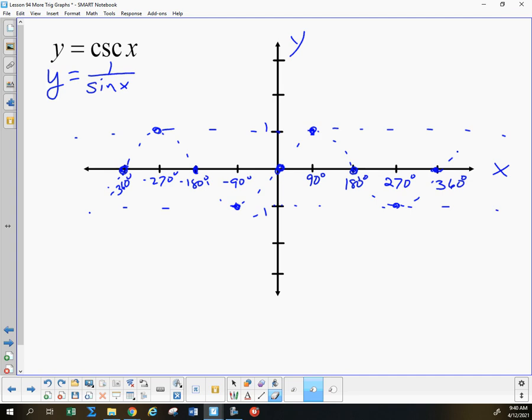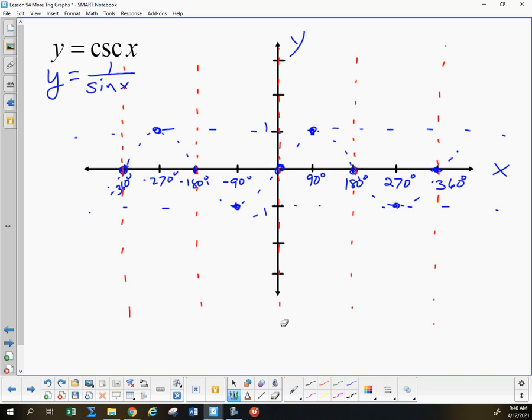Okay, I want to find any places that graph crosses or touches the x-axis, and I'm going to have vertical asymptotes there. So I have a vertical asymptote at negative 360, I also have one at negative 180. I also have one on the y-axis and at 180 degrees and at 360 degrees. So far, so good.